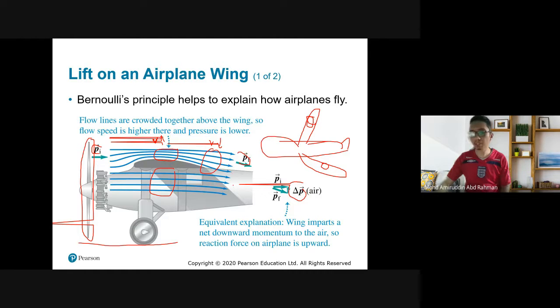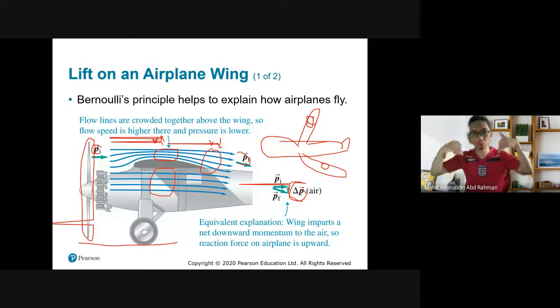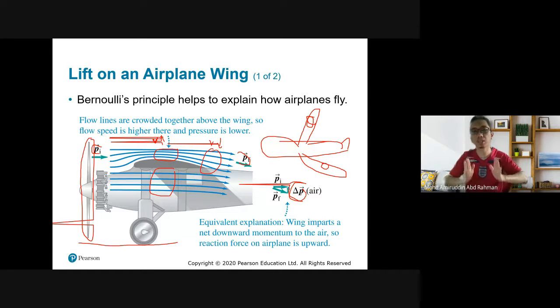Because of the pressure, we have the delta pressure. The delta pressure is going downward, so it pushes the wing. When there is a momentum downward, there should be another force upward to balance that, right? So when there is a reaction upward, that's why we can have the plane going upward.